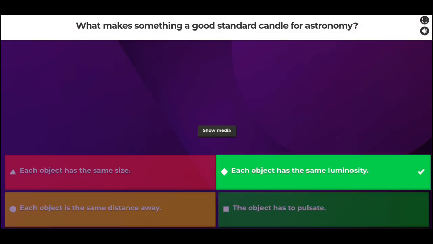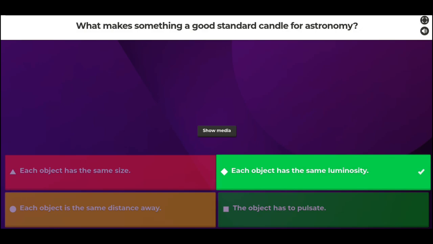Yeah, so it's all about luminosity. So we don't know, we're trying to measure the distances, so we don't know if the object is going to be the same distance away or not. Some of the standard candles do pulsate, but the type 1a supernova just has one big explosion and no pulsation. And then objects that all have the same size would be called standard rulers. So that's something that could be useful in astronomy.